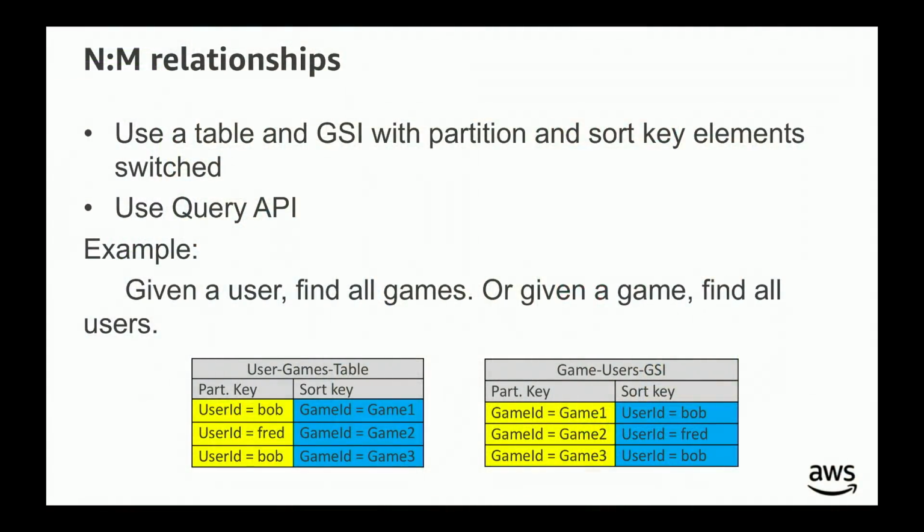Right. So the third semantic that often is very popular is how do you model many-to-many relationships. Here we need a base table or multiple, and a GSI or multiple GSIs, to model that relationship. In this specific example, I'm using the scenario of games, a user playing multiple games and each game comprising multiple users. So there is a many-to-many relationship between users and games.